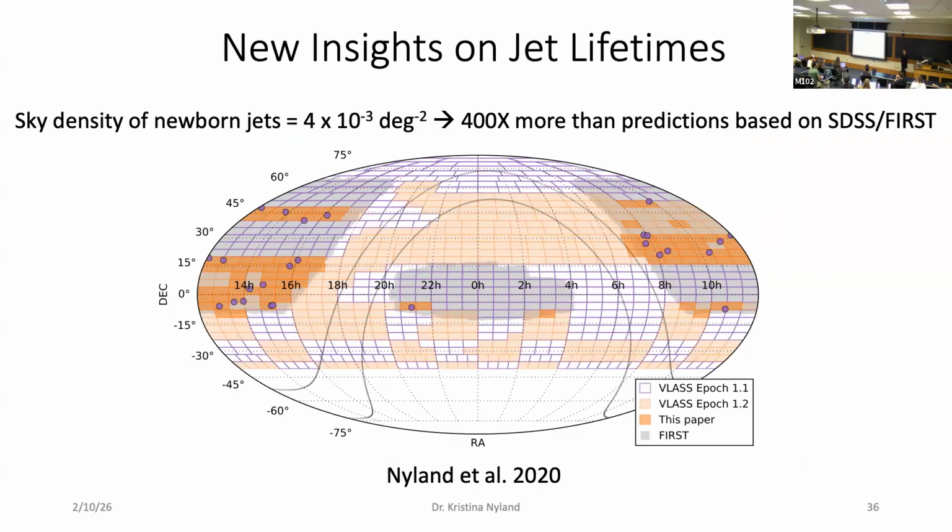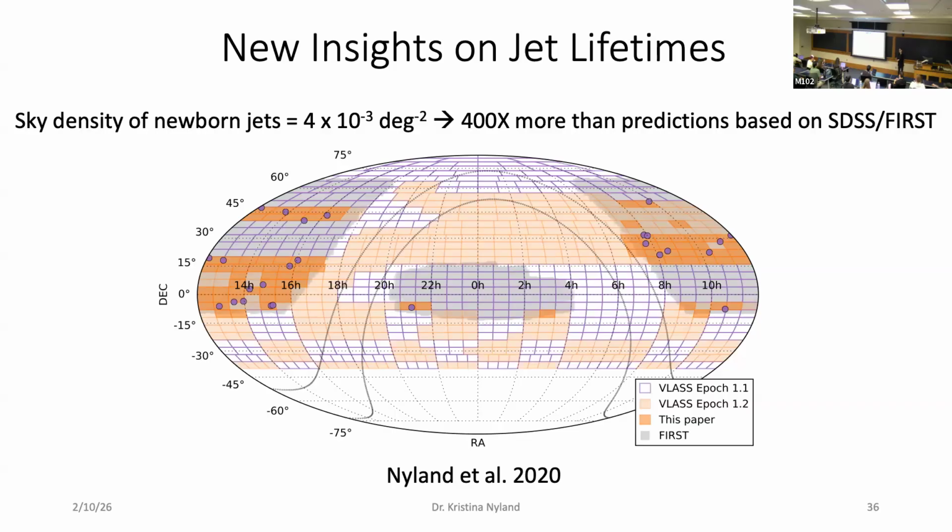This is the last thing I want to show you from my 2020 paper. We did some simple back-of-the-envelope math to figure out whether the number of newborn jets we're finding is consistent with basic expectations for radio AGN lifetimes. So we found the sky density. We focused just on the type 1s: we had 13 type 1 quasars in 3,400 square degrees. You can do some very simple math and get a sky density.